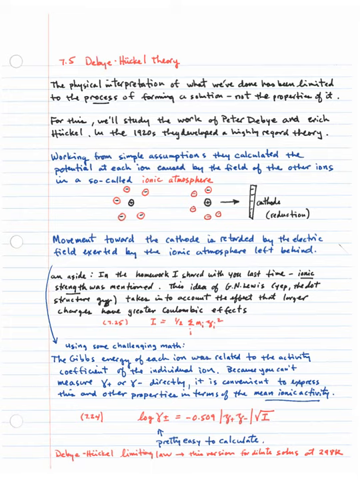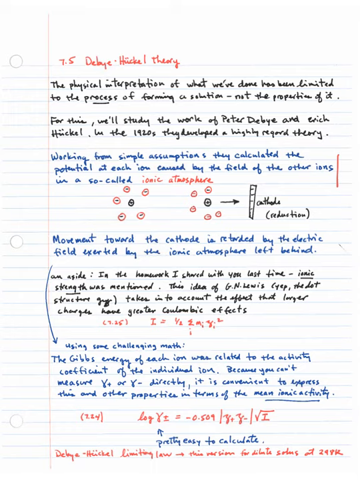But the properties of the solution with ions dissolved in them centers on a highly regarded theory by Peter Debye and Erich Huckel, the Debye-Huckel theory. So working from simple assumptions, they calculated the potential at each ion caused by the field of the other ions in a so-called ionic atmosphere. This should sound analogous to the hydration sphere we talked about with the water molecules, the solvent molecules. Now this isn't that. We're talking about the anions that are put into solution with the cation.